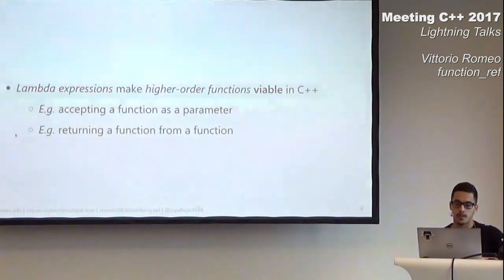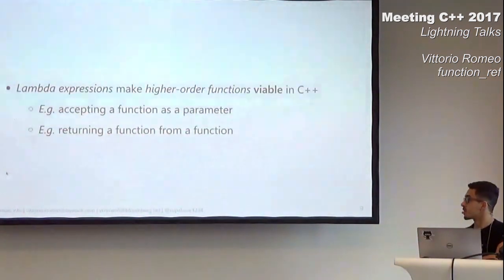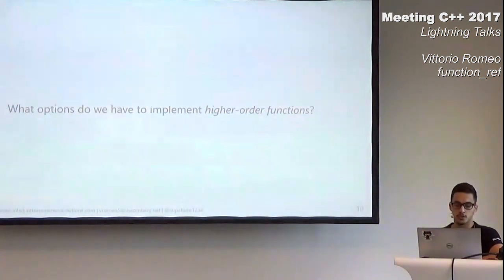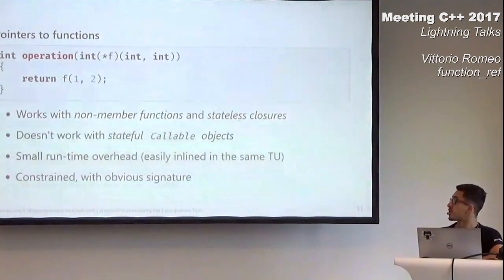So lambda expressions make higher-order functions viable in C++ because before that you would have to write structs which have a lot of boilerplate. And higher-order functions are those functions that either accept a function as a parameter or return a function from their own body. So it's basically what first-class functions can do. So what options do we have to implement higher-order functions? The first one is pointer to functions.